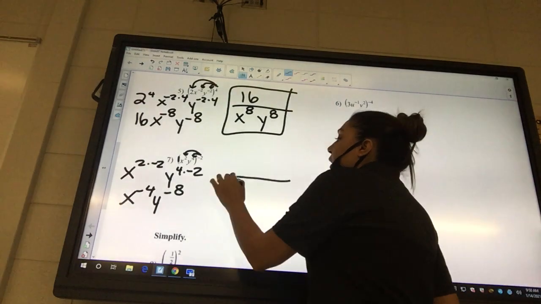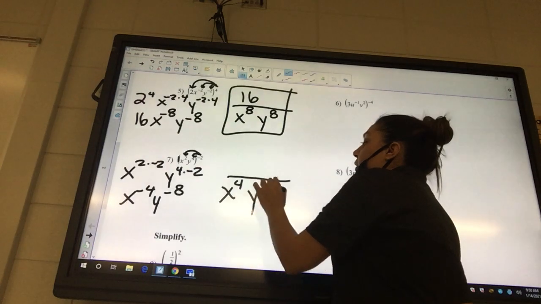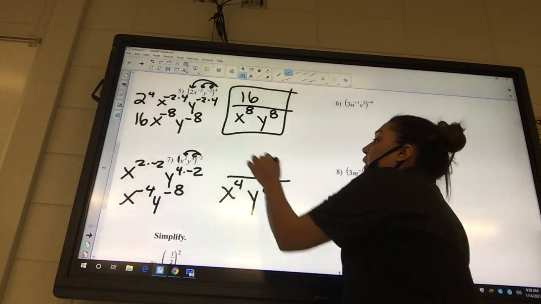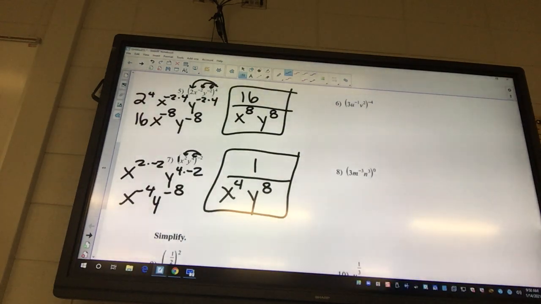Okay, and we have negative exponents, so I'm going to have x to the 4 needs to go on the bottom. Y to the 8 needs to go on the bottom. A 1 goes on top. Good job, Boo. Thank you.